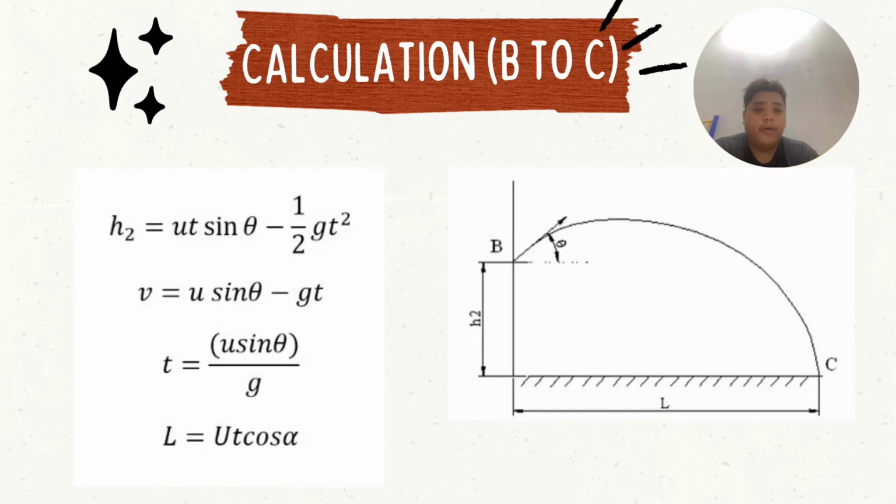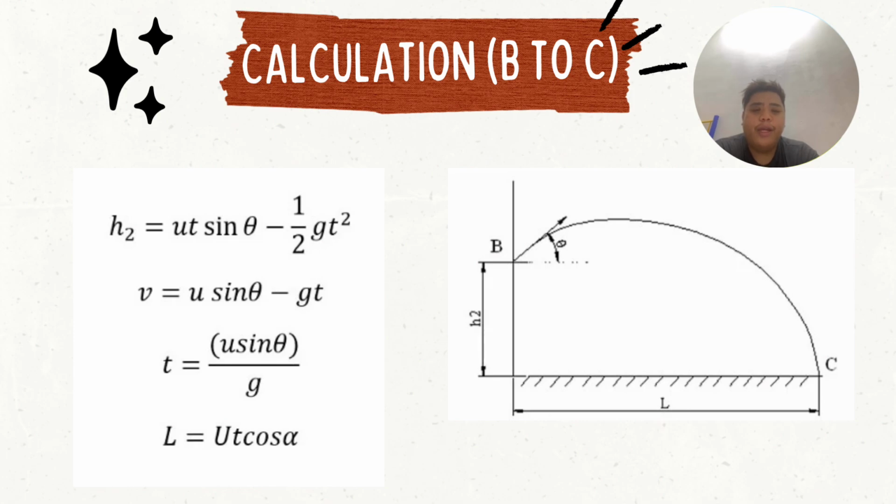Next is the second part of the calculation. Point B to C, free fall projectile motion. From point B, the ball becomes a projectile and follows a curved path until it hits the ground at point C. We will split this motion into vertical and horizontal components. The first equation is h equals u t sin theta minus 1/2 g t squared, where g is 9.81 meters per second squared. And then we will differentiate this equation and v will equal u sin theta minus g t.